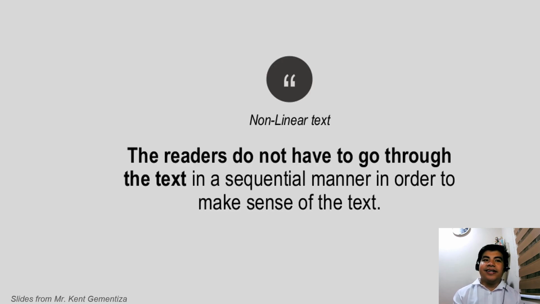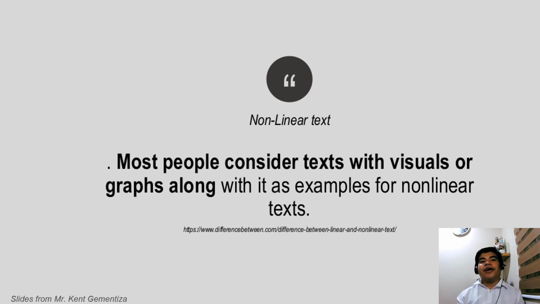Now, how about nonlinear? In nonlinear text, the readers do not have to go through the text in a sequential manner in order to make sense of the text. So it means that wherever you look, you can start interpreting a particular element of that nonlinear representation. It only means that this is sequence and text independent. Moving further, most people consider text with visuals or graphs along with it as examples for nonlinear text.